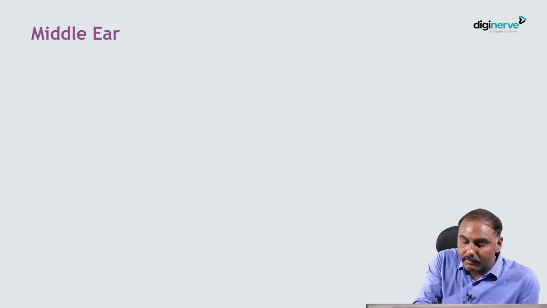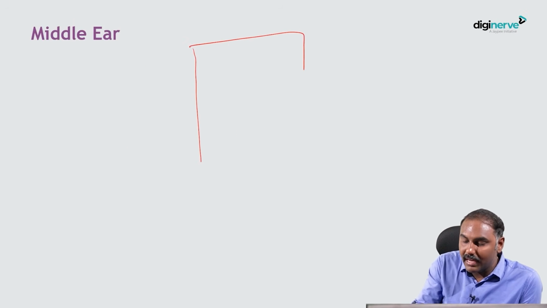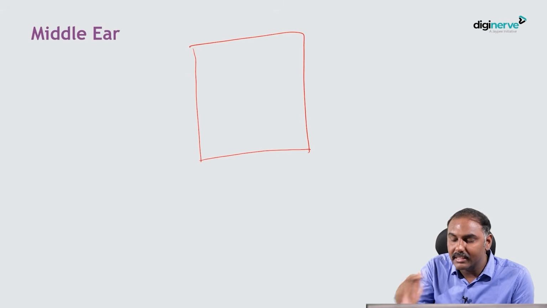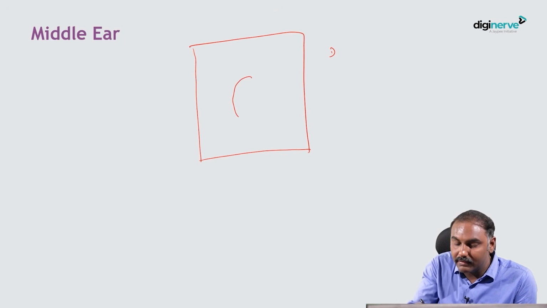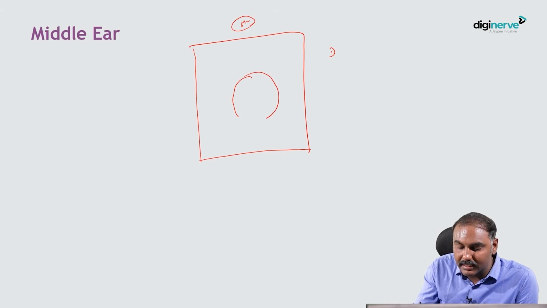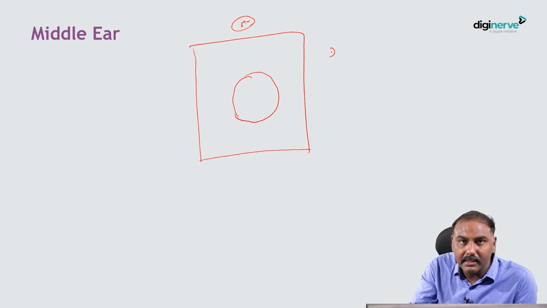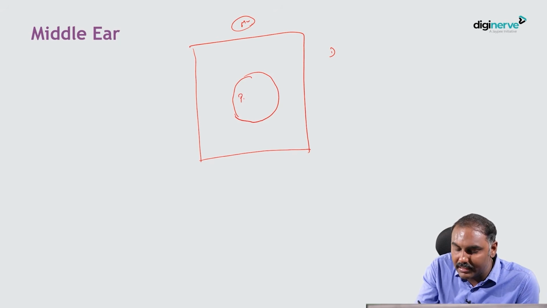When we put a diagram of the medial wall, there will be a lot of things. Just have three important things in your mind. If this is the medial wall of the middle ear, the most prominent structure in the medial wall of the middle ear is a bulge. We call that the promontory.